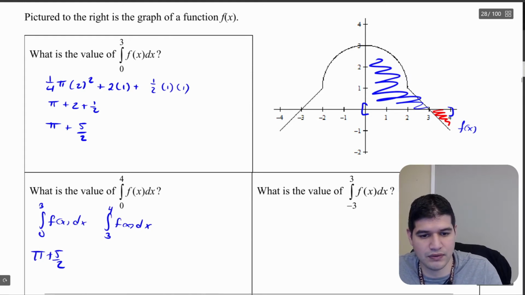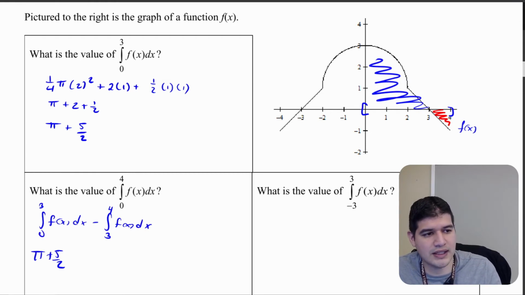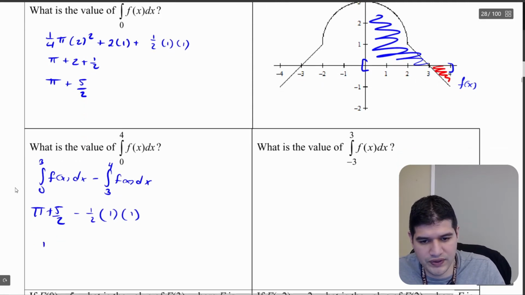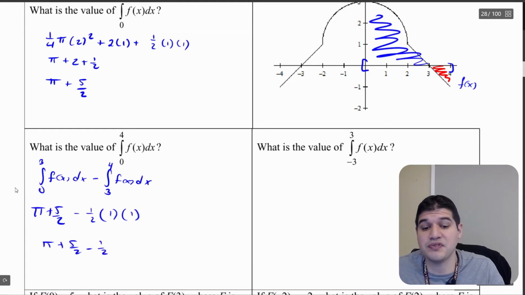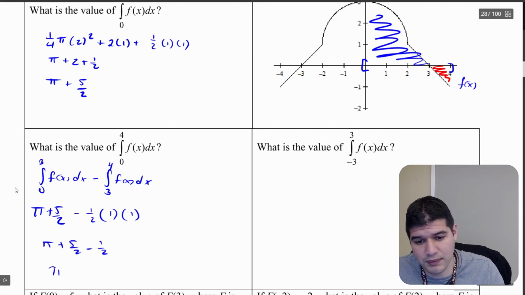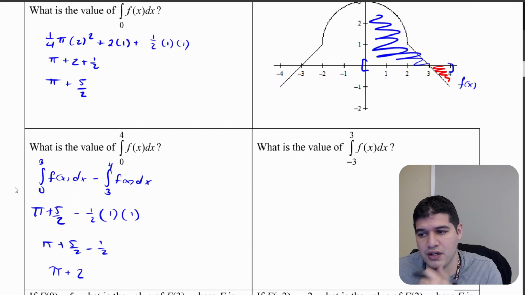So I am going to write that we are going to subtract here. And we're going from 3 to 4, so let's just find that area. That's going to be minus 1/2 the base, which is 1, and the height, which is also 1. So as I'm doing this problem here, I see that we've got pi plus 5 halves minus 1/2, and I can simplify that. 5 halves minus 1/2 is 4 halves, which is going to get me pi plus 2. And that is going to be my final answer there.